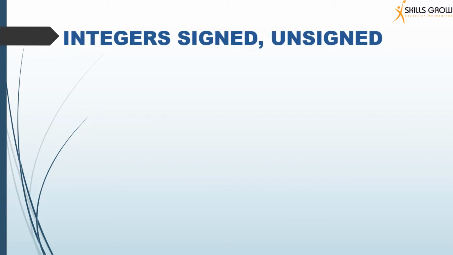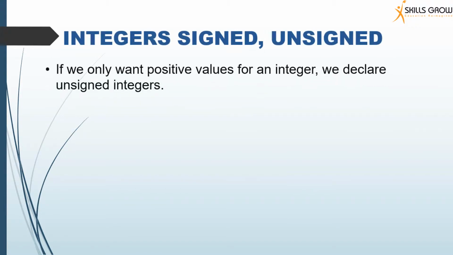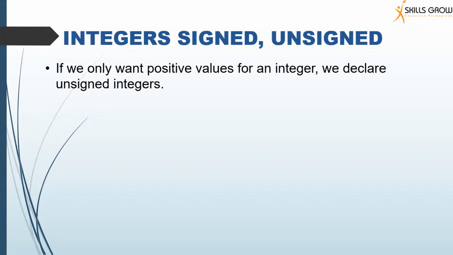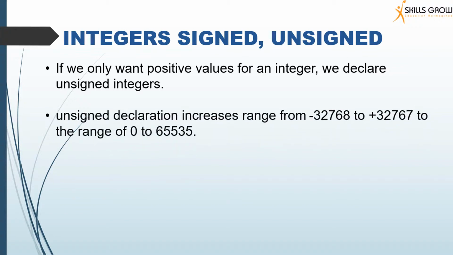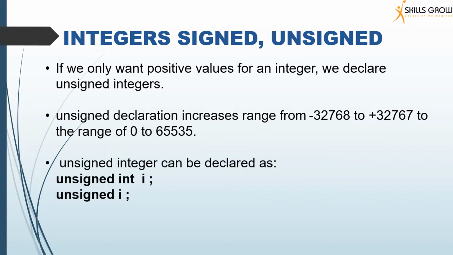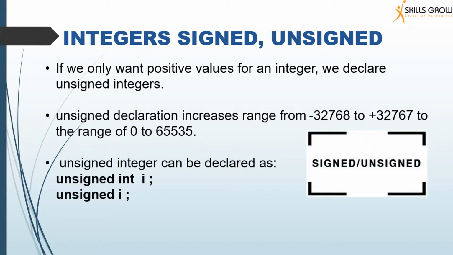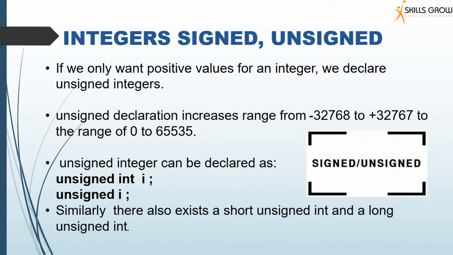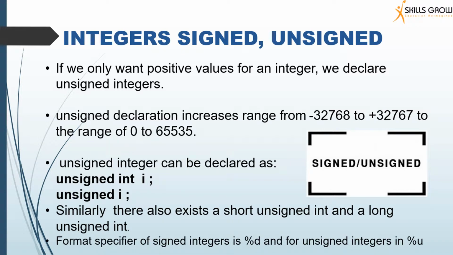Integers signed or unsigned. Suppose you are calculating the total number of marks scored by a student. In this case we only need positive values for integers. So in this type of situation we declare the integers as unsigned. By declaring unsigned, the range of integer gets doubled. Unsigned integers can be declared as unsigned int i or unsigned i. Similarly, there also exists a short unsigned int and a long unsigned int. Format specifier for signed integers is %d, whereas for unsigned integers is %u.